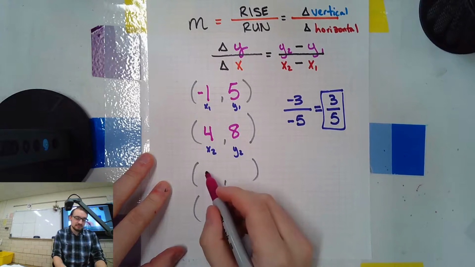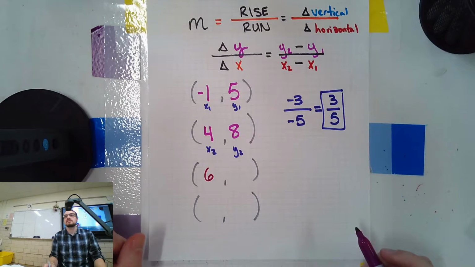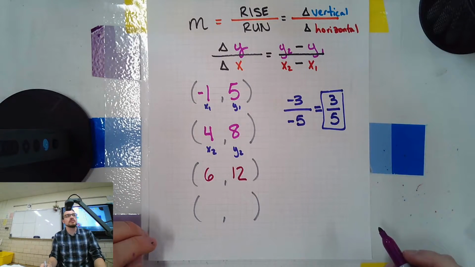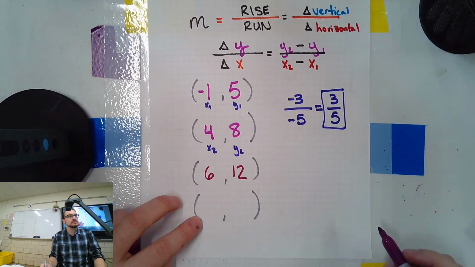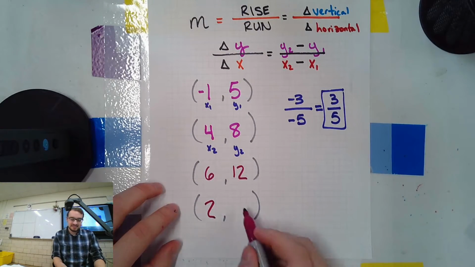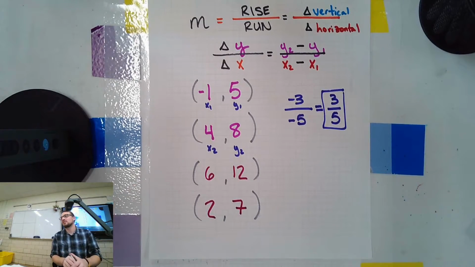Michaela, give me an integer. 6. Good choice. Lainey, give me an integer. 12. Whoa. Big numbers. Guitar, give me an integer. 2. Chloe, 7. Keep it positive.